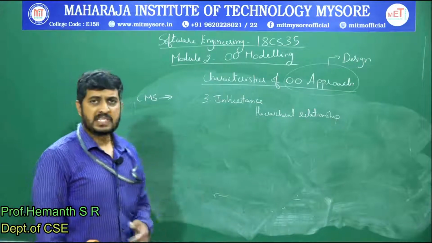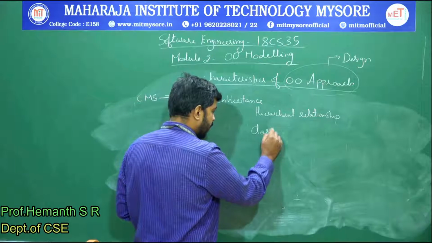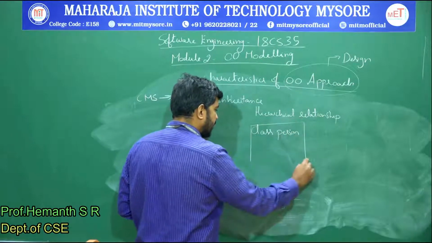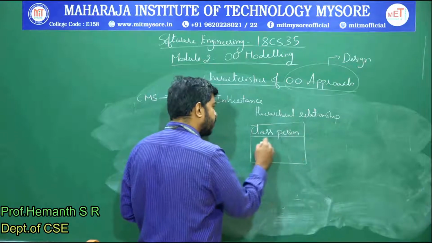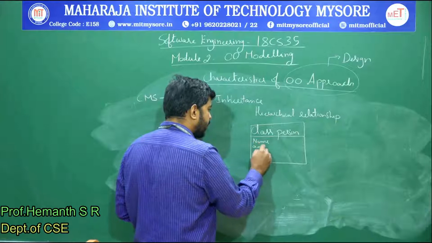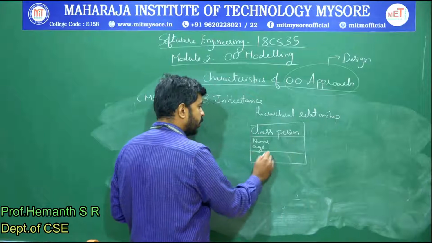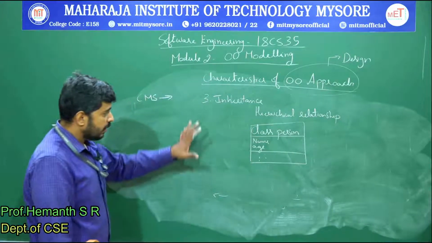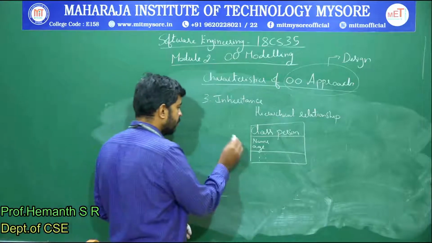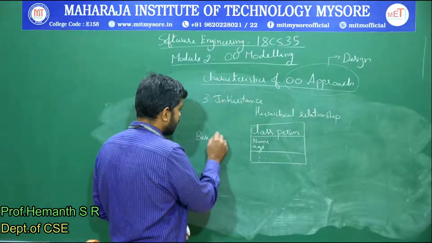I will continue with my previous example where I had created a class by name person. This class person had a few attributes like maybe name, age. Also a few operations were there. We will not bother about the operations as of now. This is my major class, main class. I'll even call it a base class.